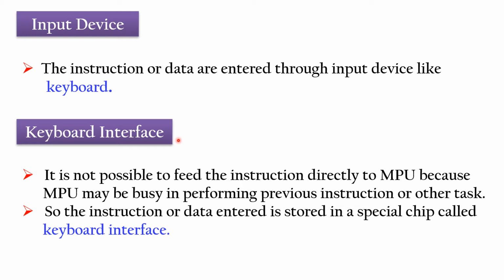See, the microprocessor, it is necessary. Why is this block necessary? When the instructions and the data are entered through the keyboard, it is not possible to feed the instruction directly to the MPU because the MPU may be busy performing previous instructions or tasks. So temporarily it is stored in the keyboard interface. So the instruction or the data entered from the keyboard is stored in a special chip called the keyboard interface. Is it clear? It is an interface between keyboard and MPU.